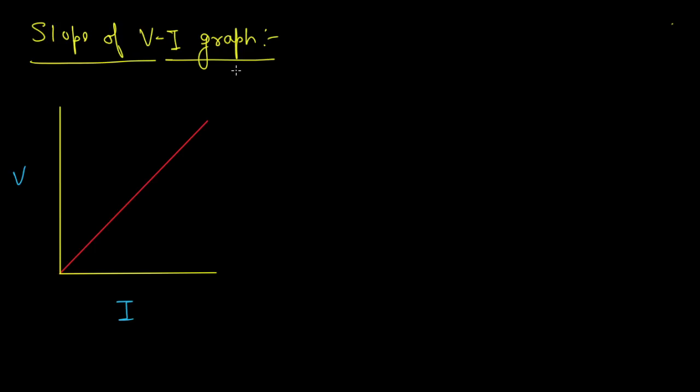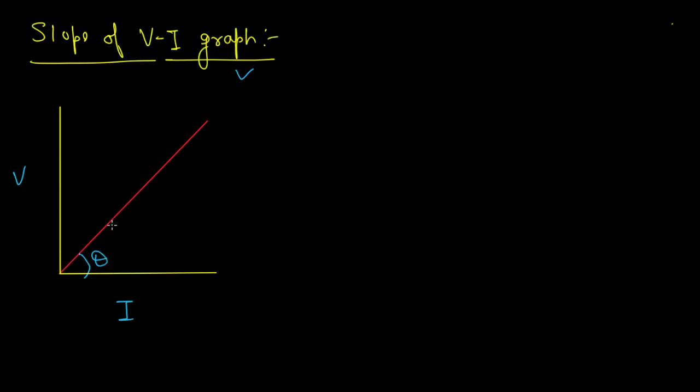Hello dear students. So today we will talk about the slope of VI graph, that what we get through the slope. Now what is the slope? Slope is generally the inclination of a line towards the base. So here we are talking about this angle. Suppose this angle is theta. So in this case we are going to calculate that what we will get through the slope of VI graph.